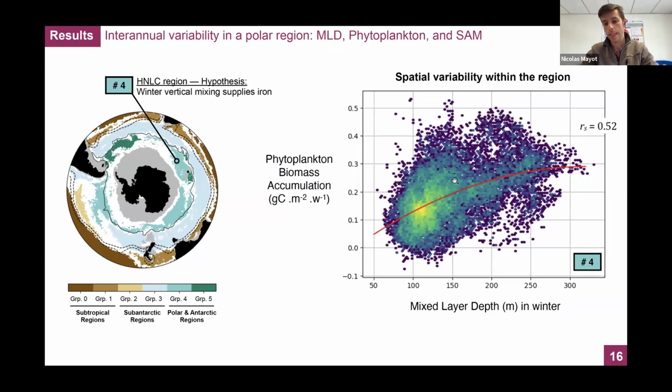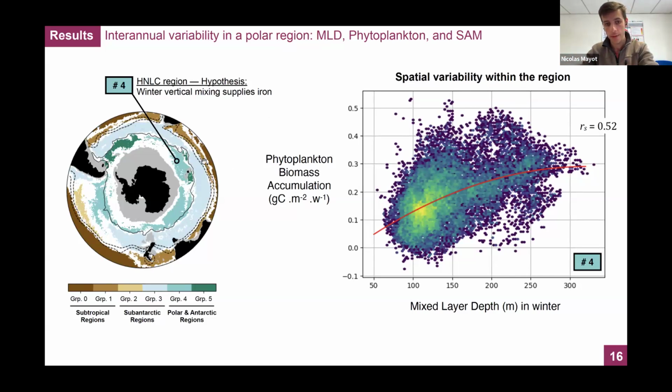And so we can clearly see this kind of relationship between the mixed layer depth in winter versus the biomass accumulation in spring. Here it represents the Spearman cross correlation. So it's moderate, but you can see that there's a relationship going on. And this is showing what I call the spatial variability, because here I'm using climatological data, so I'm just making the average of every point, every year, in this region.